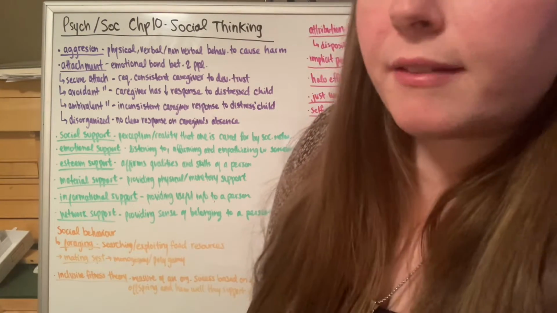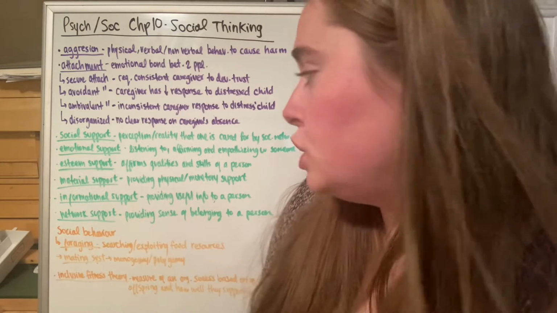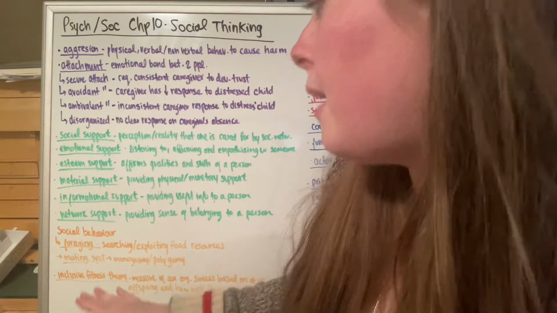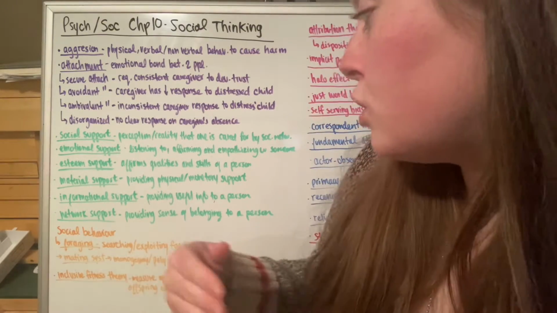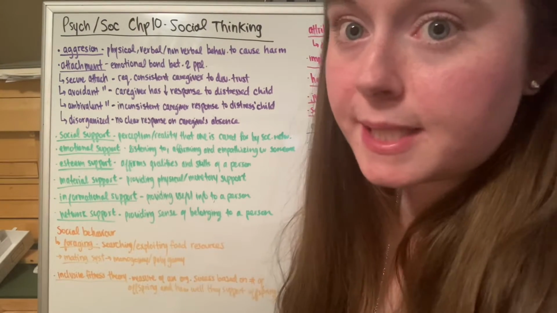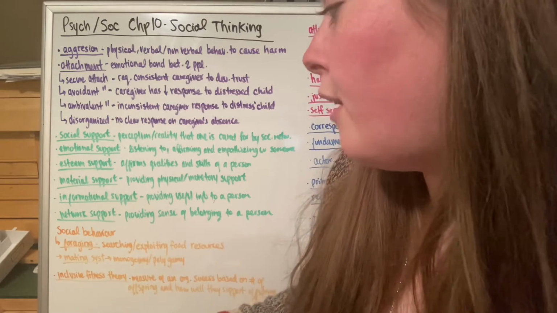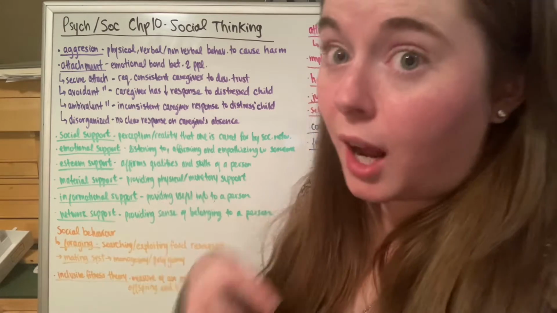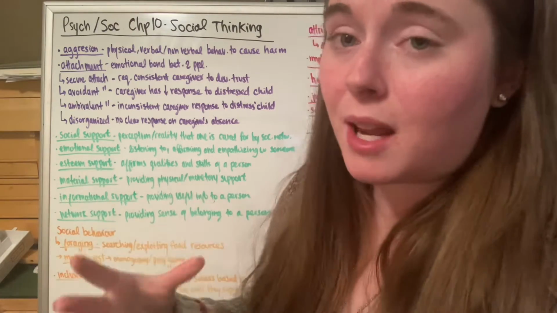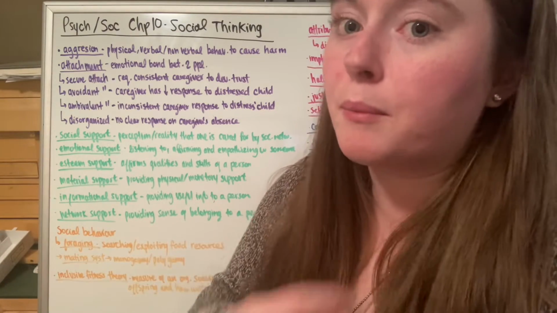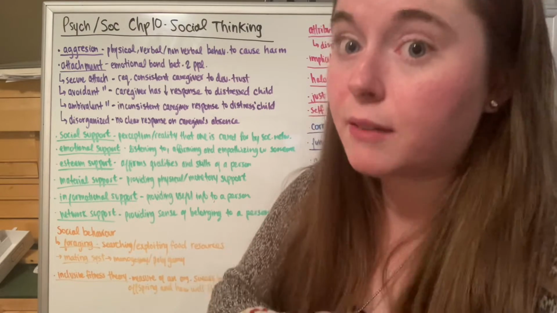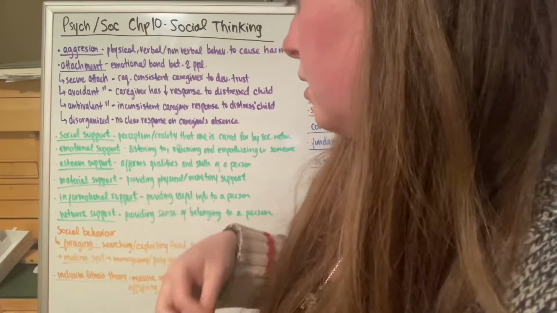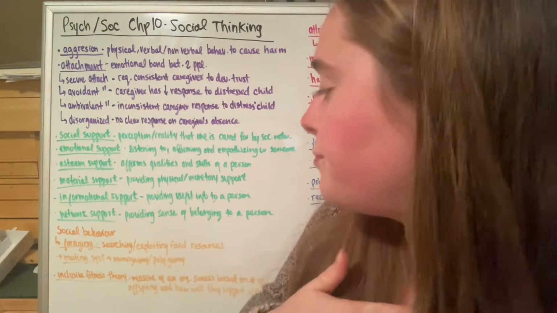So next we have social behavior here at the bottom in orange. These are just general topics in social behavior. We have foraging, which is searching or exploiting food resources. We also have different mating systems, so we have monogamy or polygamy. Monogamy is when the mating system consists of having one partner, and polygamy is when your mate can have multiple partners.